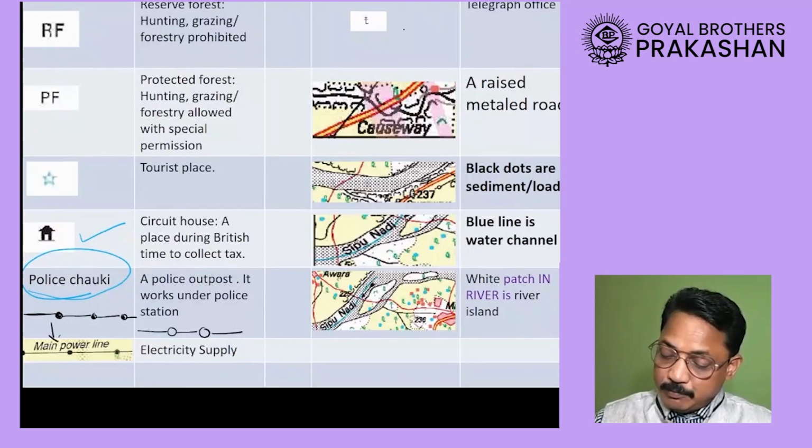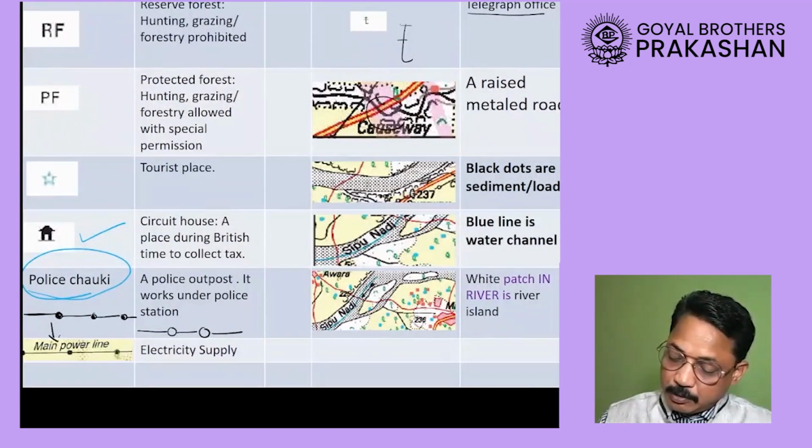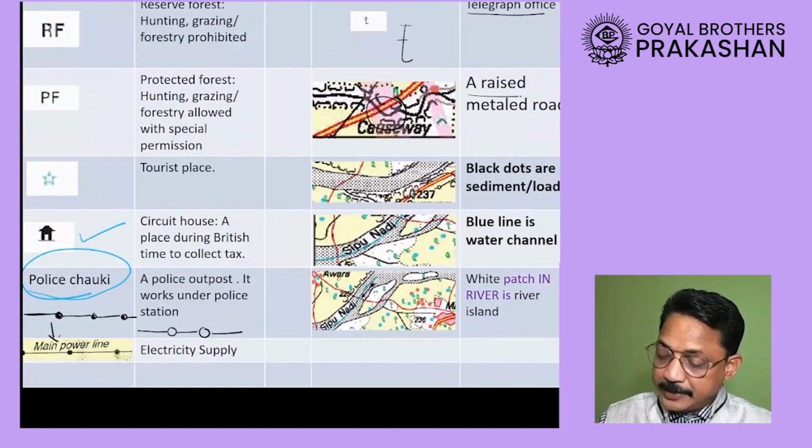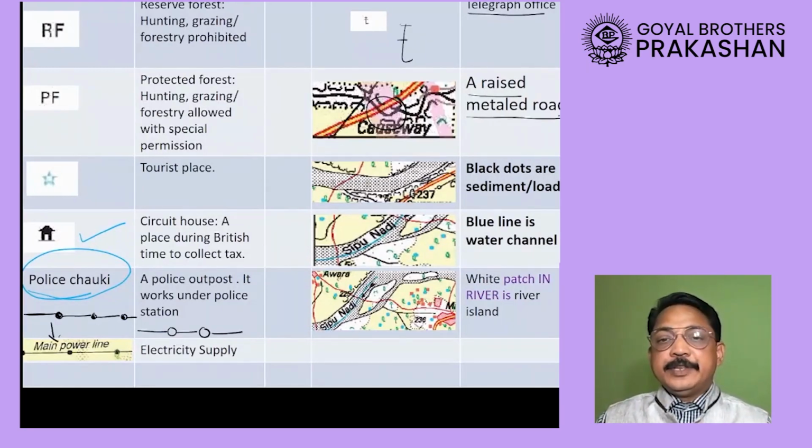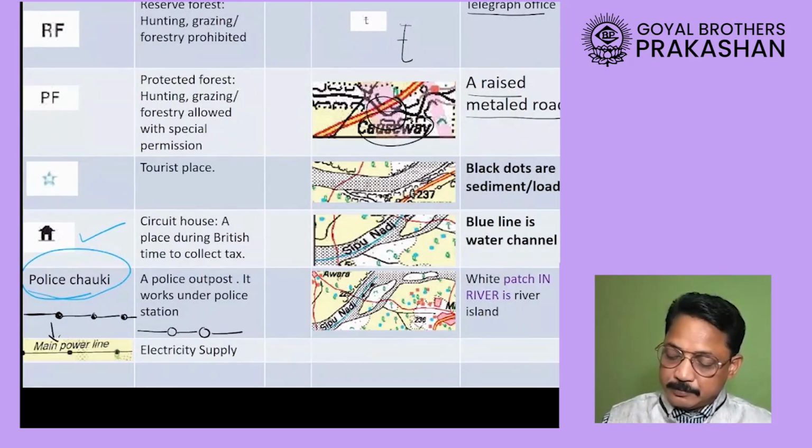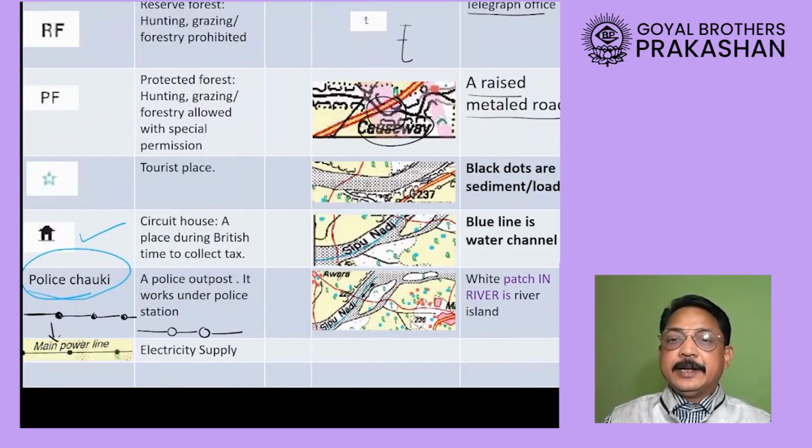Then sometimes you may find a symbol like a T. It stands for a telegraph office. Then a word is written here, causeway. That is a raised metalled road. As I said, we will be seeing all these symbols with actual pictures in detail.